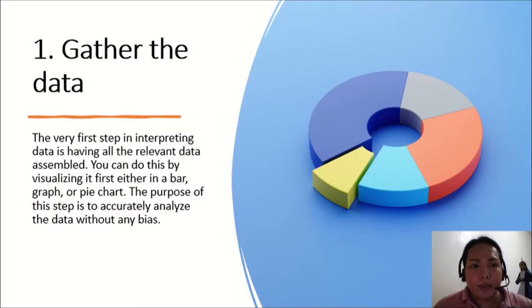Okay, so the first step would be to gather the data. The very first step in interpreting data is having all the relevant data assembled. You can do this by visualizing it first either in a bar graph or a pie chart. The purpose of this step is to accurately analyze the data without any bias.